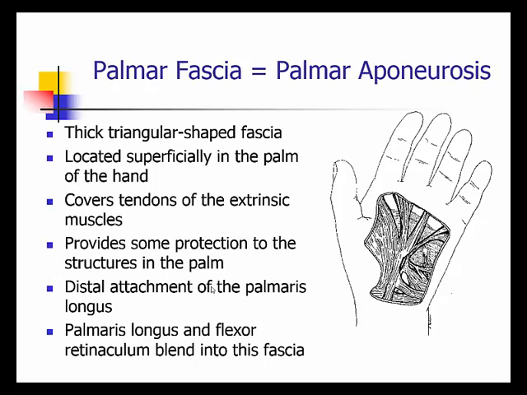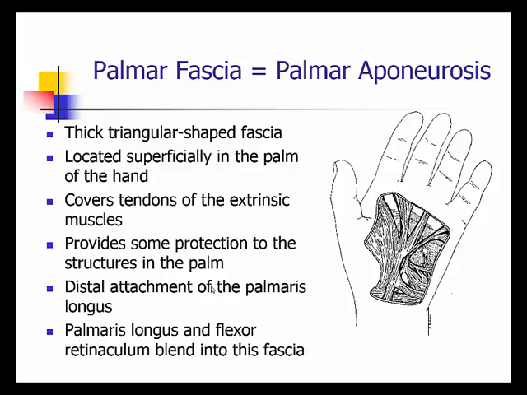Alright, move on to the palmar fascia, also known as the palmar aponeurosis. It is a thick, triangular-shaped fascia, and it's located superficially in the palm of the hand. It covers the tendons of the extrinsic muscles and provides some protection to the structures in the palm. It is a distal attachment of the palmaris longus, which we'll talk about in a minute. And the palmaris longus and the flexor retinaculum blend into this fascia.